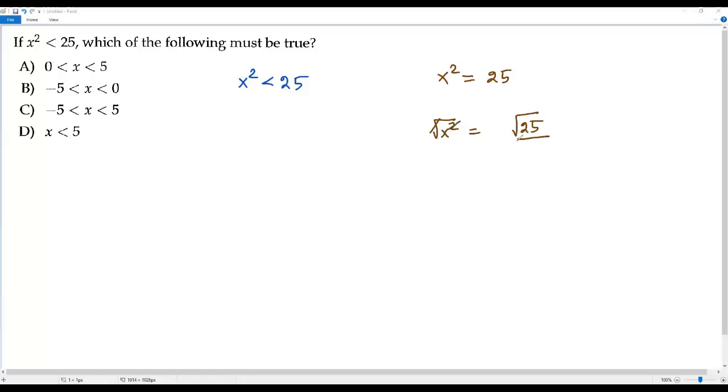Whenever I take square root of a number, in front of the square root, I'll have a positive or negative sign. So x equals positive or negative, the square root of 25 is just 5. So I'm getting two values for x. One is negative 5 and the other one is positive 5.